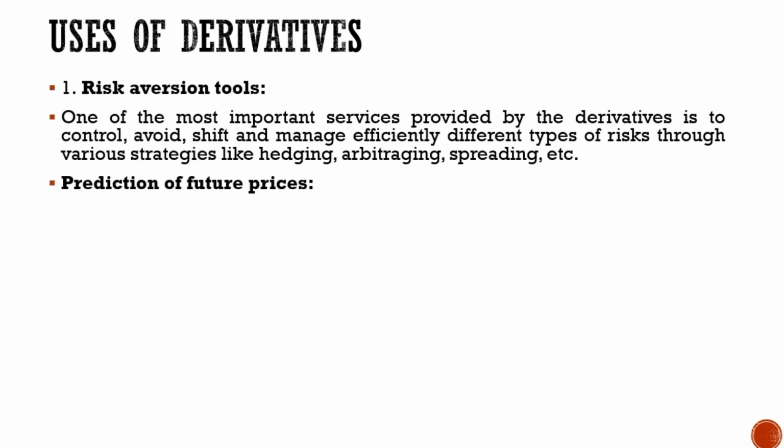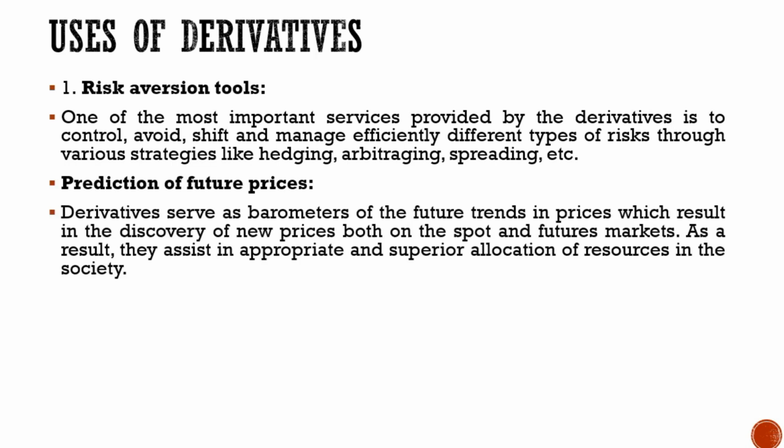Next, prediction of future price. Derivative serves as barometer of the future trends in prices, which result in the discovery of new prices both on the spot and futures market. So as a result, they assist in appropriate and superior allocation of resources in the society. Derivative helps basically in predicting not only the spot price but also the future price. Thus, it helps you to find out both the spot as well as future market. And as a result, it assists in appropriate allocation of resources in the society.